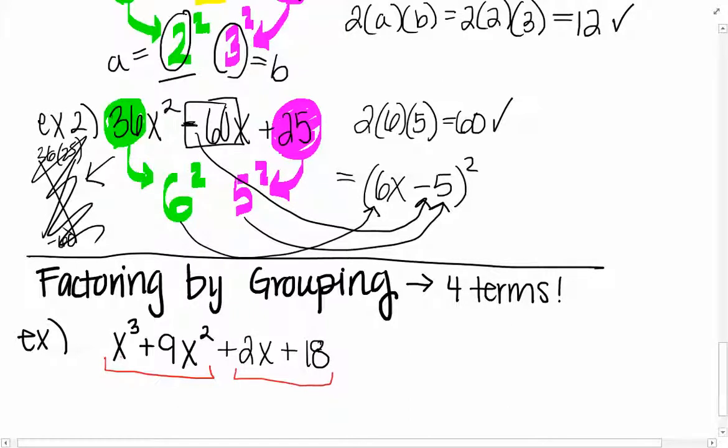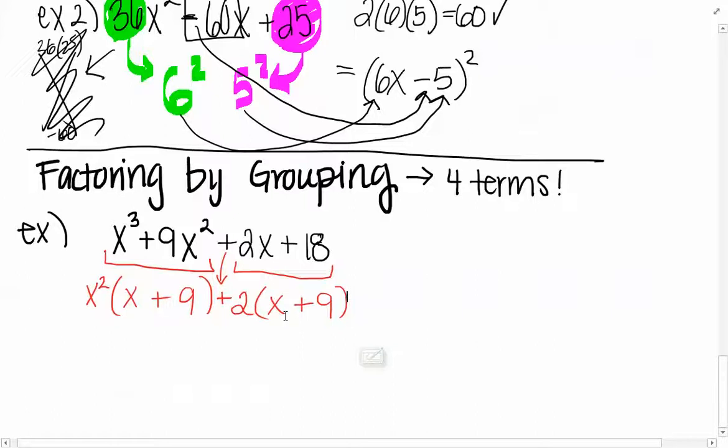So is there a GCF between x cubed and 9x squared? Yeah, there's x squared. And if I take out x squared, I have an x plus a 9. Okay, then bring down that plus, and then look for a GCF of 2x plus 18. Well, that's 2. So then what's left is x plus 9. Now, if factoring by grouping is going to work, these 2 binomials that you get need to be identical, because those are going to be your GCF.